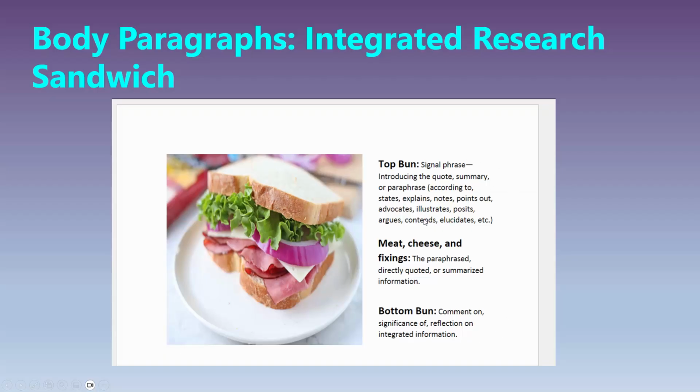After you introduce, you have your topic sentence, you introduce the quote, and then you have the meat, the cheese, the fixings. This is really the heart or the support of the paragraph, and that's the paraphrased quote or summarized information. And then on the bottom bun, you comment on the significance, you reflect on it, and tie it back to your argument.